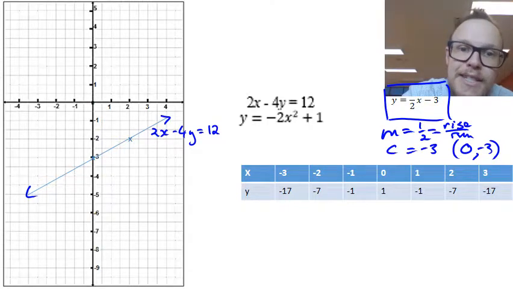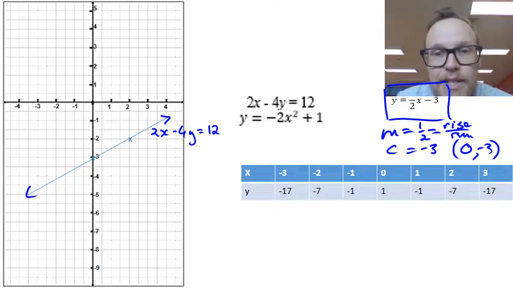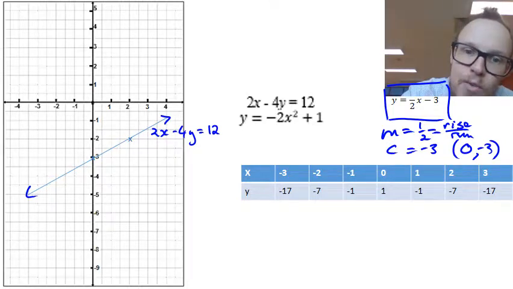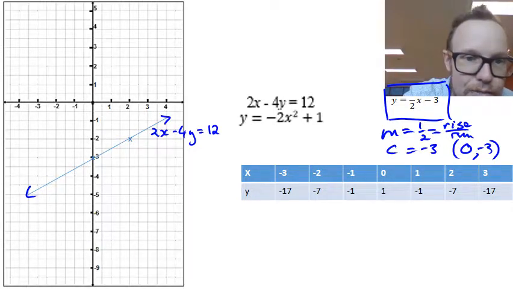So the point where x equals 3 is going to be 2 times 3 minus 4y equals 12. That means I'm going to get negative 4y is equal to 6, because I'm going to do the 2 times 3 and subtract 6 from both sides. And then I get y is equal to negative 3 over 2. Negative 3 over 2 is negative 1 1/2, and I can see that point on the graph is here.